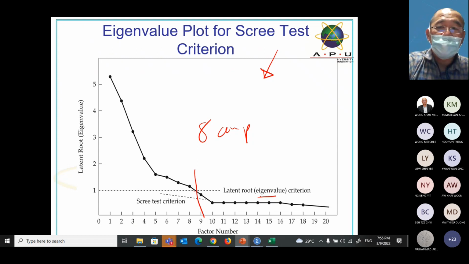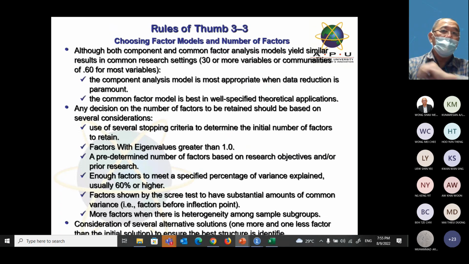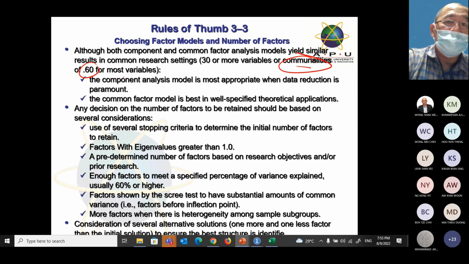Okay. So if no question, now we see next. Now we see a bit more on choosing between component and common factor analysis model. You'll get similar results in the common research setting. So 30 or more variables, or communality of 0.6 for most variables. We see this one now, communality.